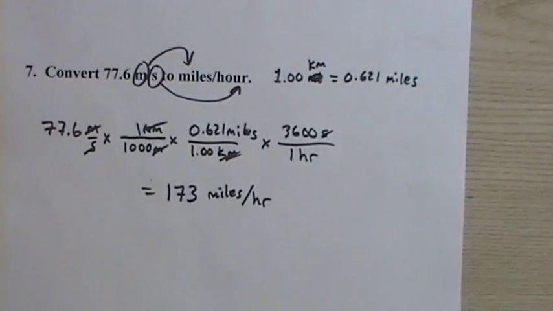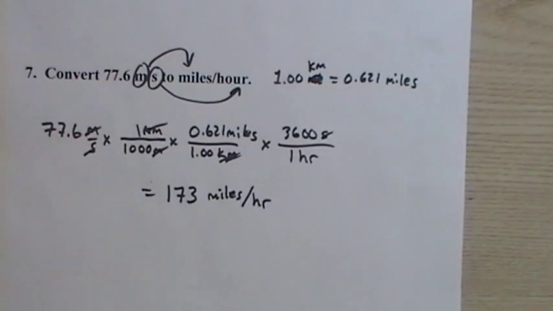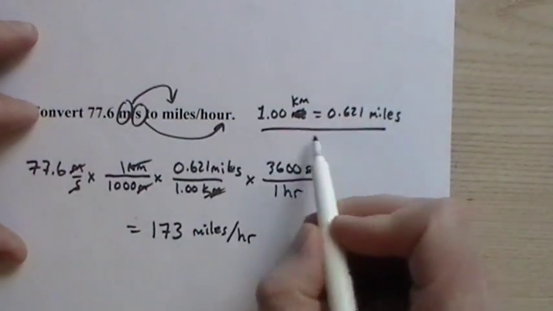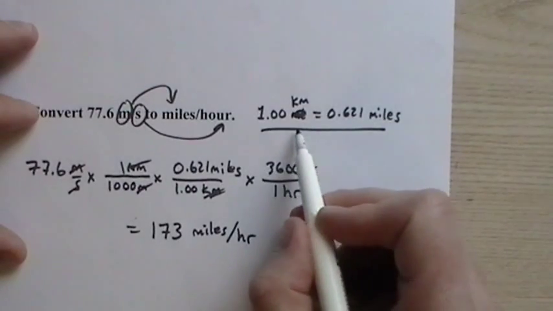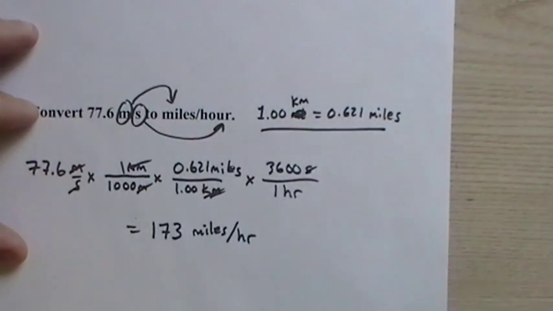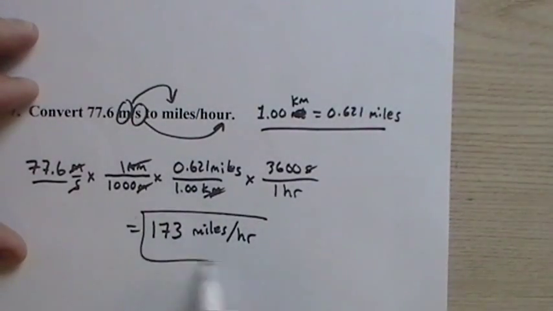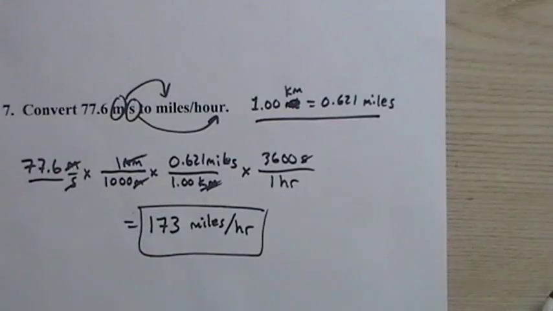So 76 divided by 1,000, and then times 0.61 times. And I should also point out that this is definitely not an exact number. This is an approximation. So we go out to 3 significant figures. This is 3 significant figures, so our answer cannot be any more than 3 significant figures.